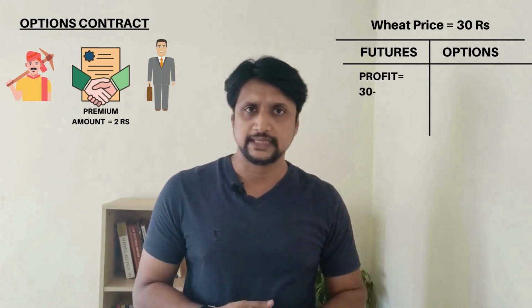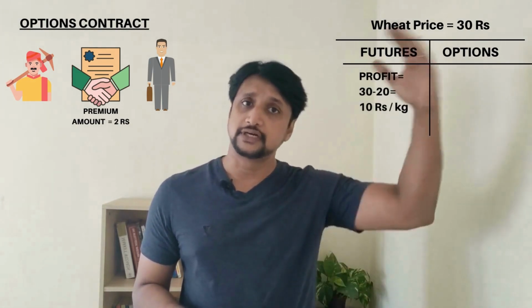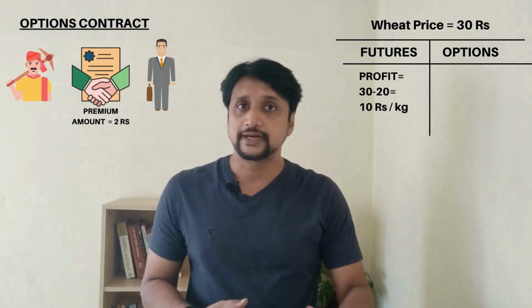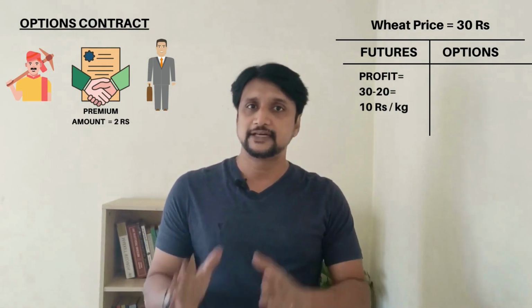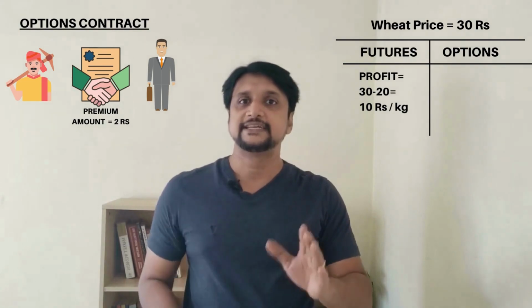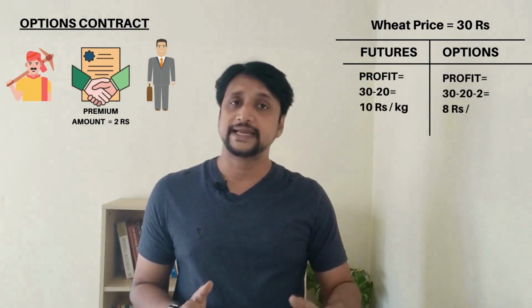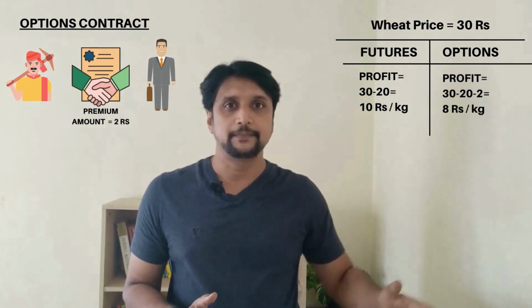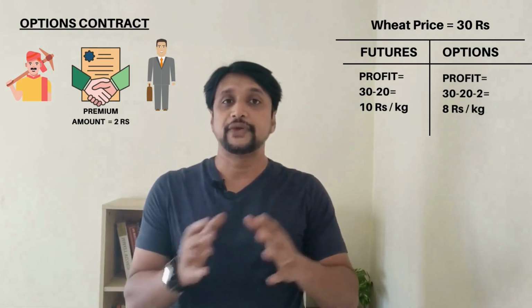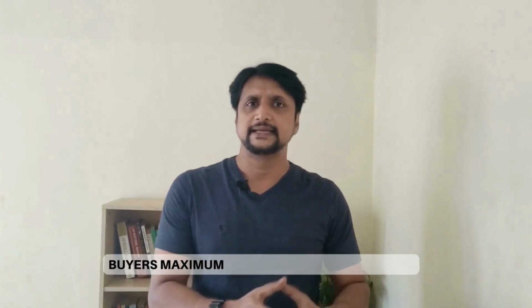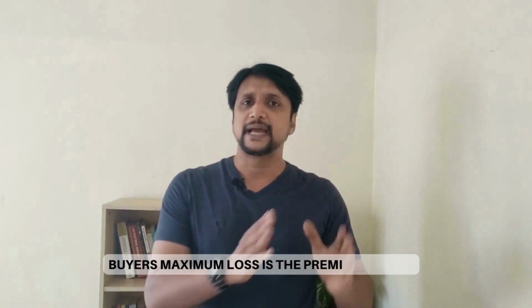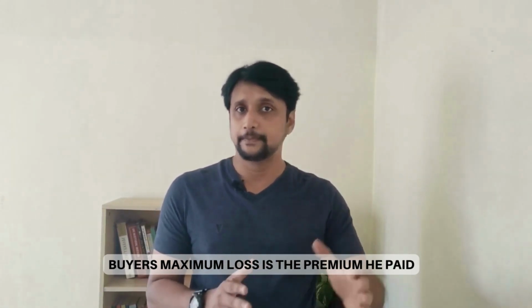Coming to the scenario 3, if the wheat prices goes to 30 rupees, then in futures contract the businessman's profit will be 30 rupees minus 20 rupees, which is 10 rupees per kilo. In options contract, his profit will be 30 rupees minus 20 rupees minus the premium paid, which is amounting to 8 rupees profit per kilo. So basically we can say that in an options contract, the buyer's maximum risk is a premium amount he paid. Hope you got some basics on how the options contract works.